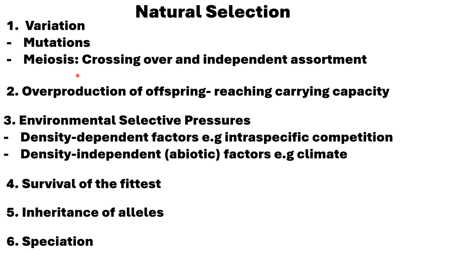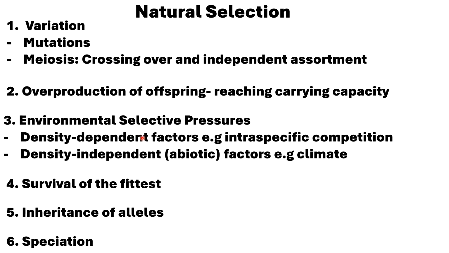This video is going to involve meiosis because it's a topic that comes up frequently and it's kind of hard compared to the other topics. It's always good to revise it. Second step, there's an overproduction of offspring reaching carrying capacity. This is the point at which there are so many offspring in a population that it just can't grow anymore due to lack of resources or space, etc.